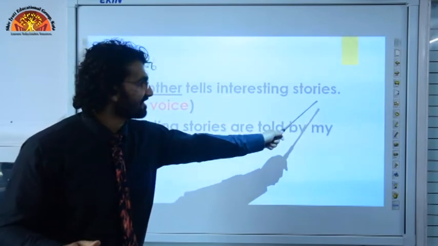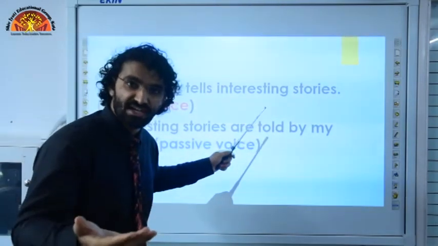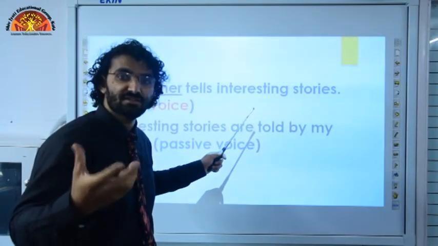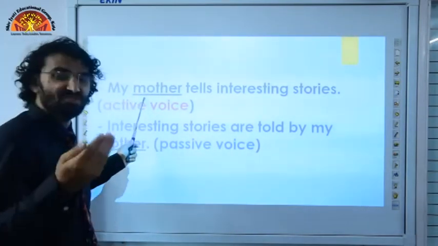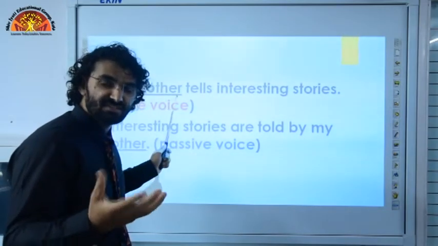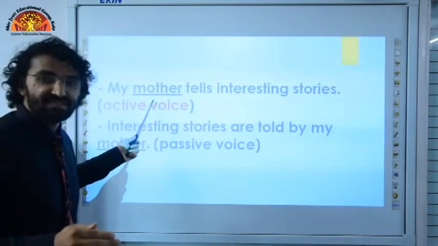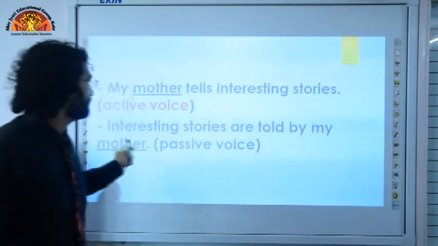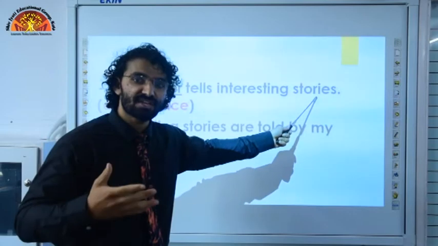My mother tells interesting stories. What is the subject in this sentence? Subject is the doer of the action, performer of the activity. So who is doing the action here? I believe my mother in the sentence is the subject, because she is the doer. She is telling the stories. She is performing the action. She is responsible for the verb. So my mother is the subject here. My mother tells interesting stories. My mother is subject. And interesting stories are object.